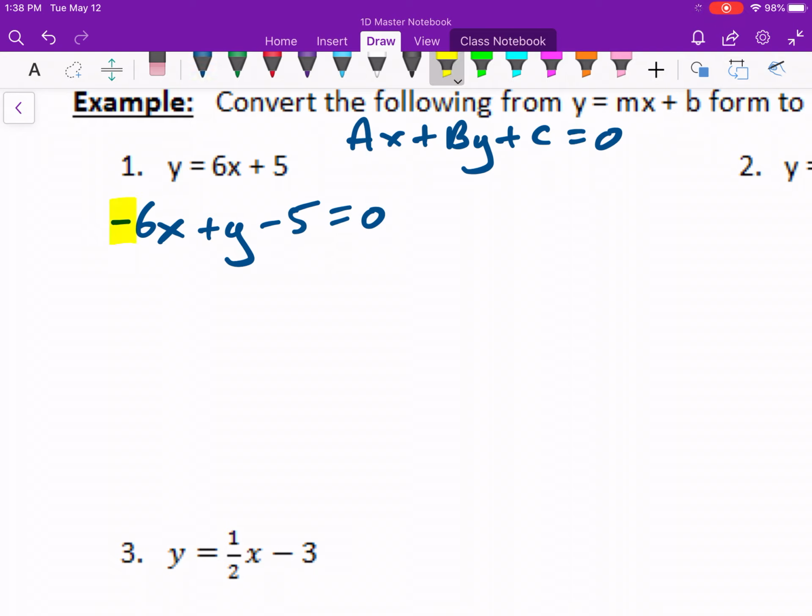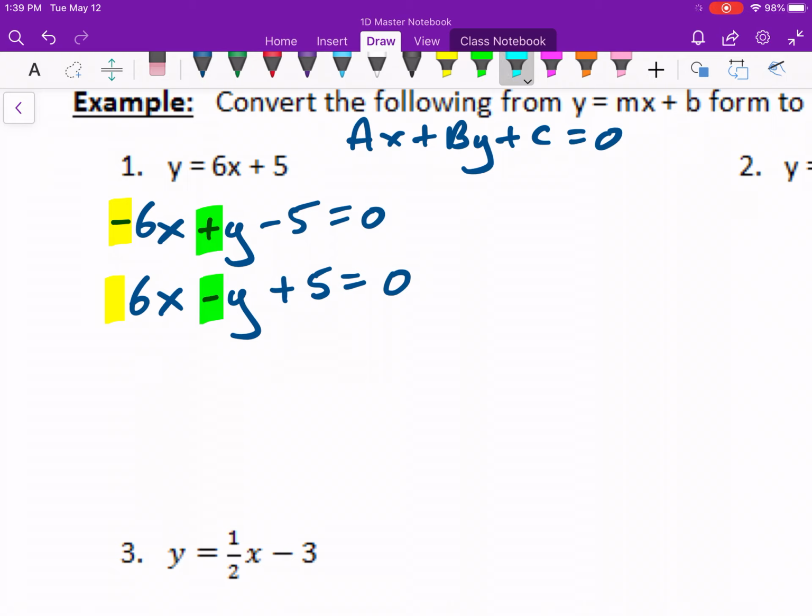So I'm going to multiply everything by -1. But I don't have to write out times -1 for all these things. All I need to know is that if I multiply by -1, the sign changes. So -6x times -1 becomes positive 6x. Y times -1 becomes negative y. -5 times -1 becomes positive 5. 0 times -1 is 0, because 0 is neither positive nor negative. So all these signs just became the opposite. This became positive. This became negative. This became positive. Okay? That's all you got to pay attention to.